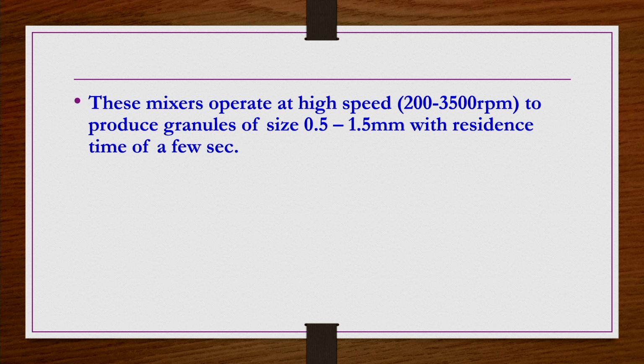So these mixers operate in general, as I said, at high speed, 200 to 3500 rpm. So the control is there. You can operate at low speed also, but in general they are operated at the upper end, so more than 2000 rpm or something like that. And then they produce granules between 0.5 to 1.5 mm within a few seconds of residence time.